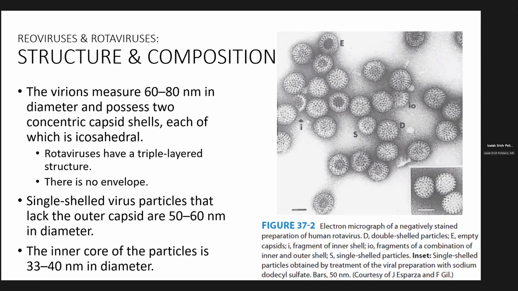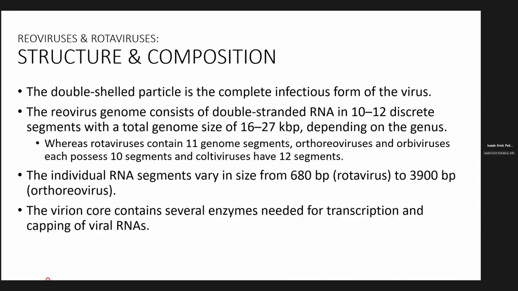So here in the right side of the slide, we have an electron micrograph of a negatively stained preparation of human rotaviruses. And there's a tag there, wherein the D represents the double-shelled particles. The E would be empty capsids, and the I would be the fragments of inner shell, while the IO is a fragment of a combination of inner and outer shells. So there are two shells for reoviruses. The double-shelled particle is the complete infectious form of the virus.